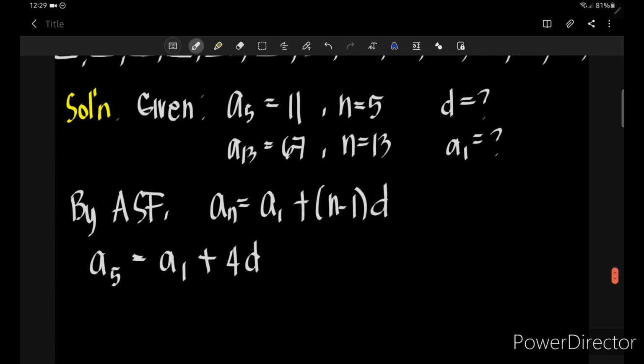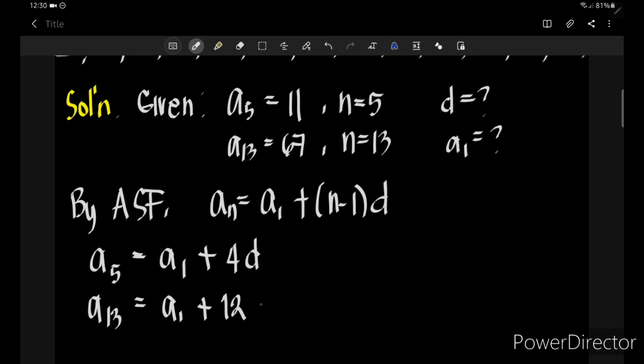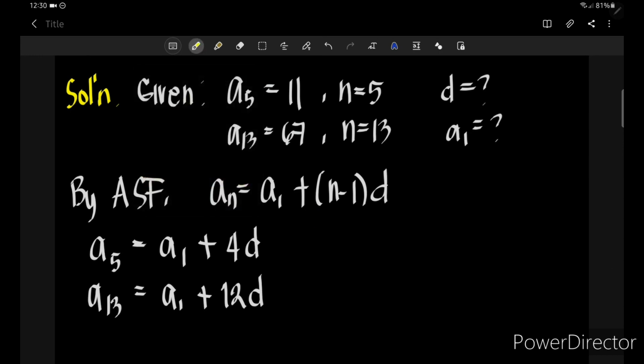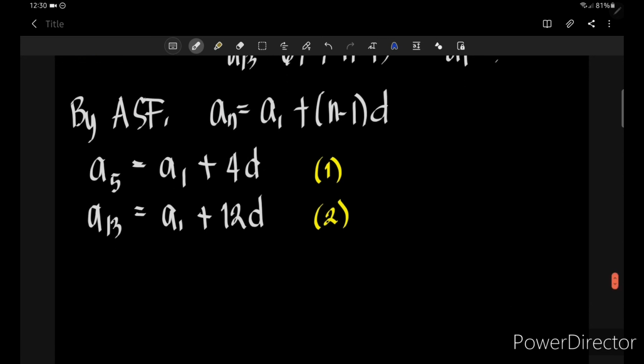Okay. Next, kung magbe-base naman tayo sa a sub 13, ito naman yung ating magiging equation. So, a sub 1 unknown plus 13 minus 1, that is 12. And d is also unknown. Now, maganda dito is lagyan natin siya ng pangalan. Let's say this is our equation 1 and this is our equation 2. Para makapag-construct tayo ng ating statement sa ating solution.